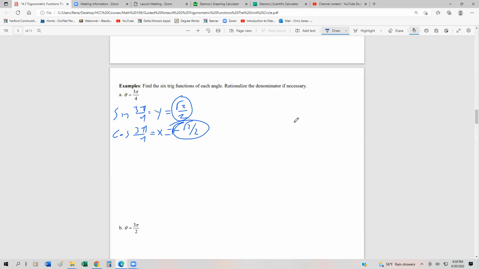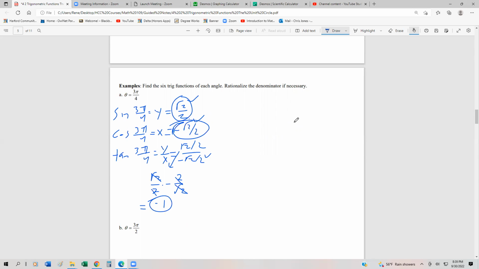The tangent, though, is going to be y over x. So the tangent of 3 pi over 4 is y over x. And so we're just going to take these two values, which are going to be root 2 over 2 divided by negative root 2 over 2. And of course, we could multiply by the reciprocal, and this is a technique that we're going to use a lot throughout this course. So we're going to have root 2 over 2 times the reciprocal of the denominator, which is going to be 2 over root 2. Those cancel, those cancel. This just becomes negative 1.